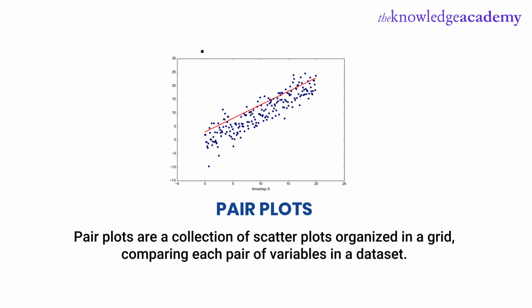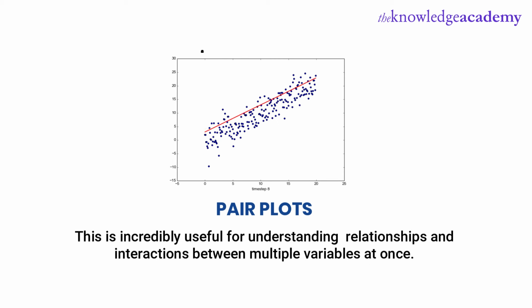Lastly, let's look at pair plots, also known as scatter plot matrices. Pair plots are a collection of scatter plots organized in a grid, comparing each pair of variables in a dataset. This is incredibly useful for understanding relationships and interactions between multiple variables at once.